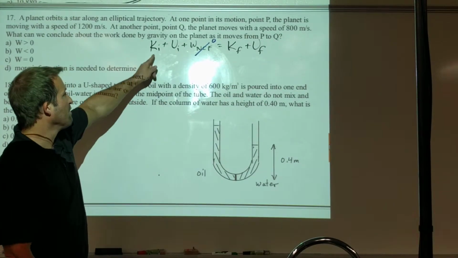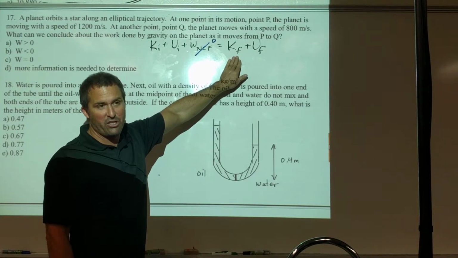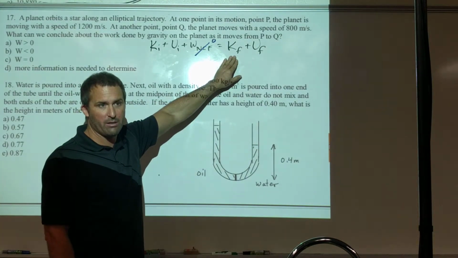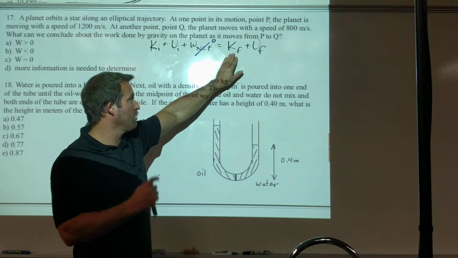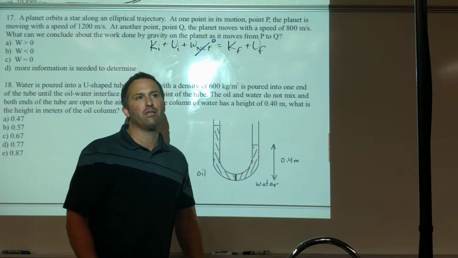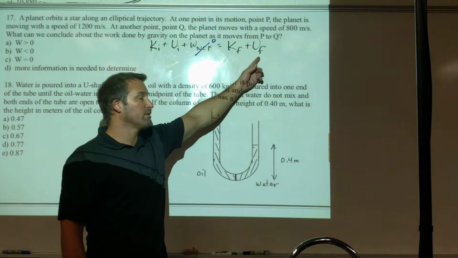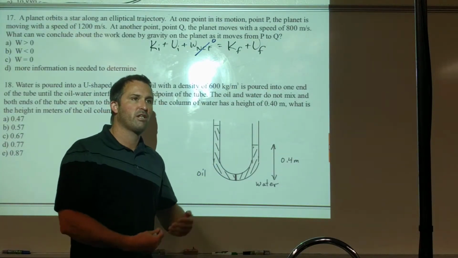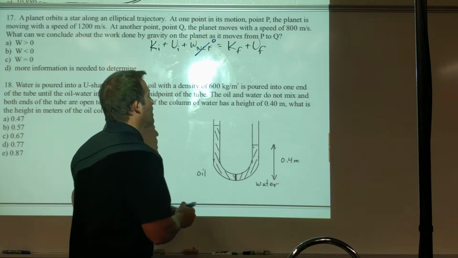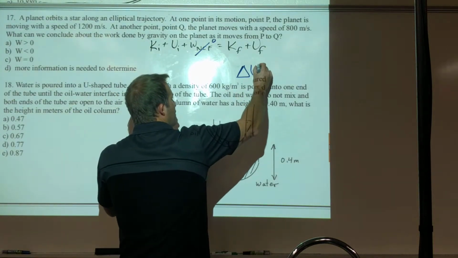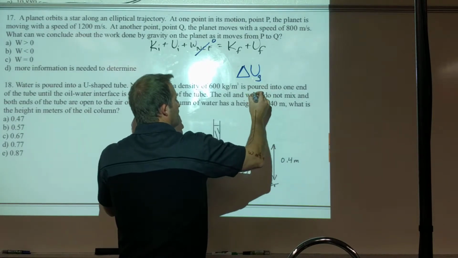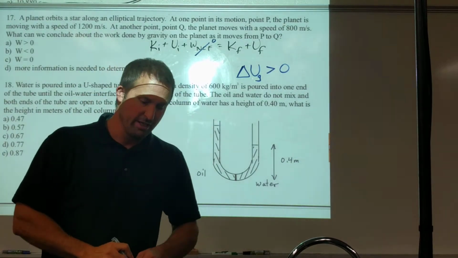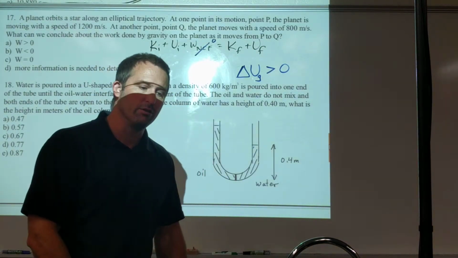And what do we see here? The final kinetic energy is going to be less than the initial kinetic energy because the planet has a slower speed here. So if the kinetic energy has decreased as it goes from point P to Q, that means that the gravitational potential energy has increased. Or in other words, the change in gravitational potential energy is going to be greater than zero, positive. Potential energy increases as the object goes from point P to point Q.